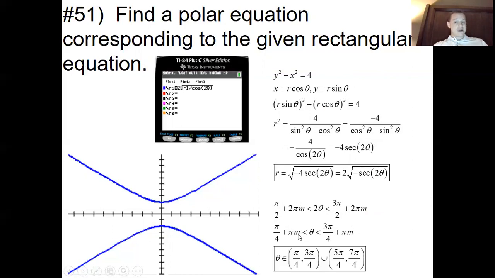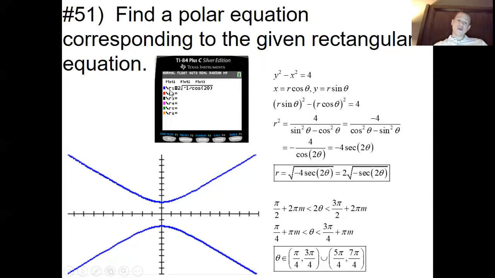If m is 0, then theta has to be between pi over 4 and 3 pi over 4. Cool, nice. And if m is 1, then pi over 4 plus pi is going to turn into 5 pi over 4, and on this side, 3 pi over 4 plus pi is going to be 7 pi over 4. So there's 2 different angle ranges I need to consider where this is defined: between pi over 4 and 3 pi over 4, and between 5 pi over 4 and 7 pi over 4.